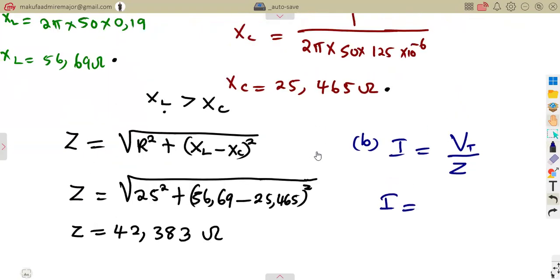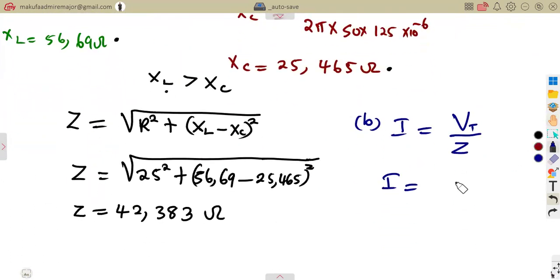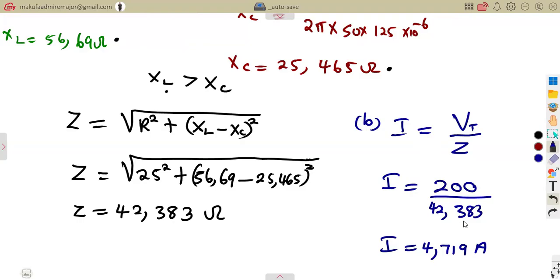Remember the voltage, 200 volts, from the supply that you're given, and the impedance from what we have, 42.383. If you divide this, you're going to obtain the total current. Like I said, the decimals that you work with can even affect our answers. Maintaining these 3 decimal places, I obtain 4.719.